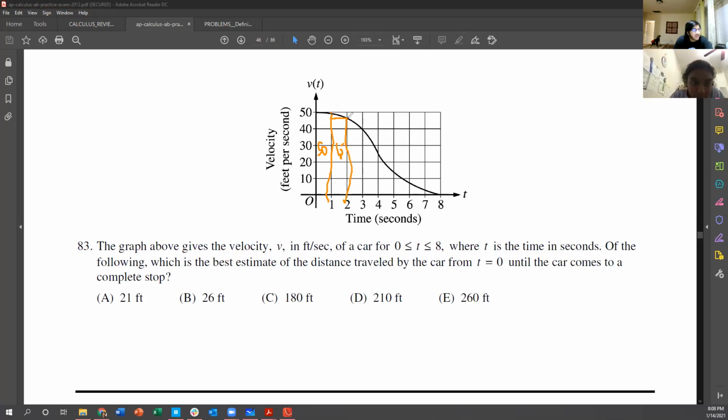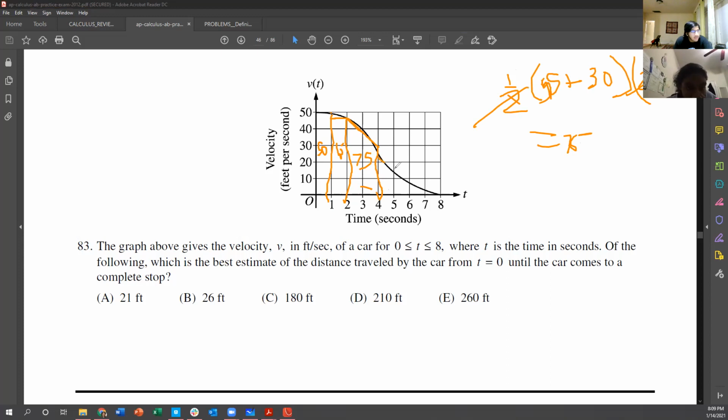This chunk here, I'm actually going to use a trapezoid from here to here to estimate the area for this chunk. So that'll be 1/2 times base 1, which is 45, plus base 2, which is 30, times the height, which is 2. So the 2's cancel and we get 75. The area here is 75.